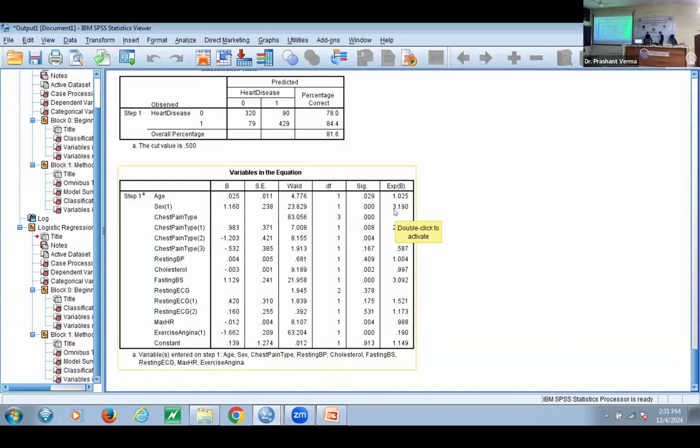Now your odds ratio comes in terms of the risk of heart disease among men compared to women. So there is a 3.19 times higher likelihood of having heart disease in men.